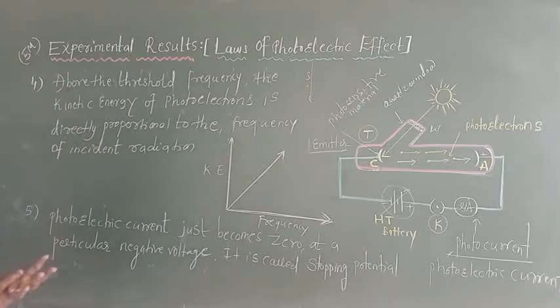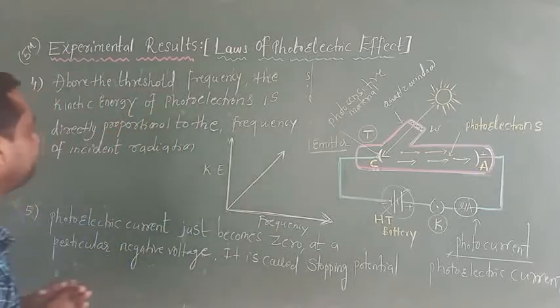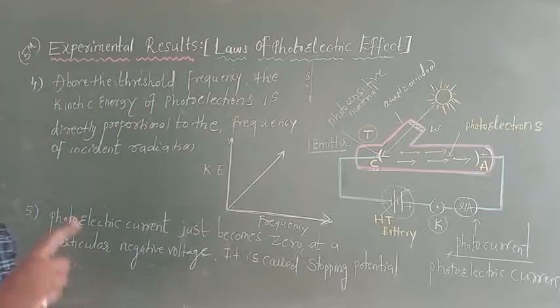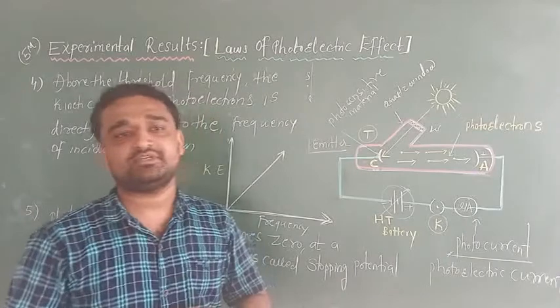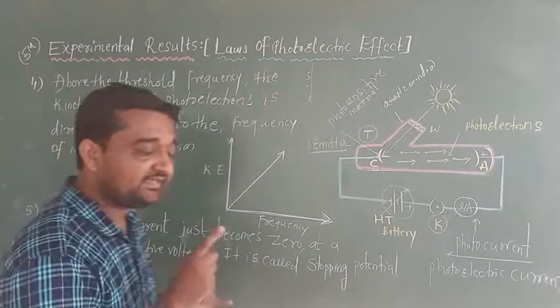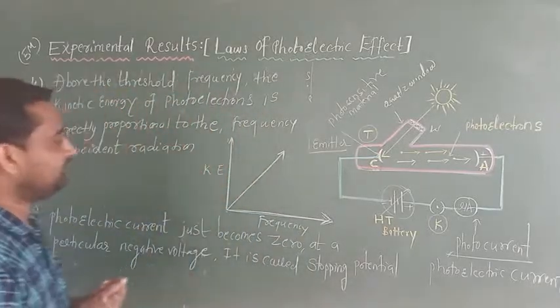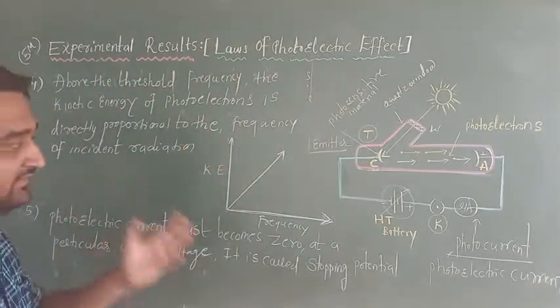So first one, instantaneous process. Second, threshold frequency is required. Then third one, the photocurrent is directly proportional to intensity of incident radiation. And fourth one, the kinetic energy of the photoelectrons is directly proportional to what? The frequency of incident radiation.